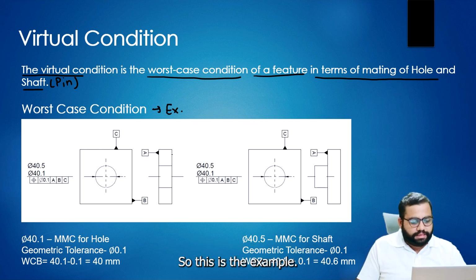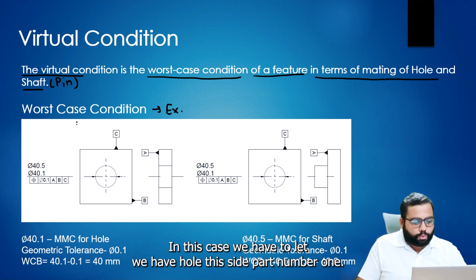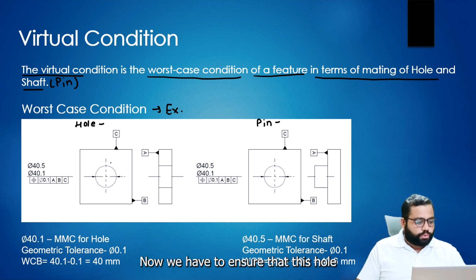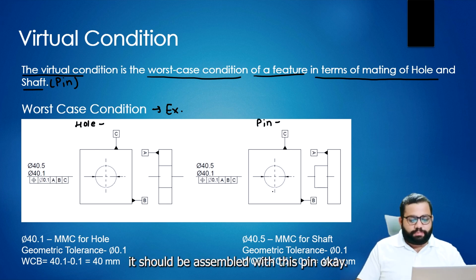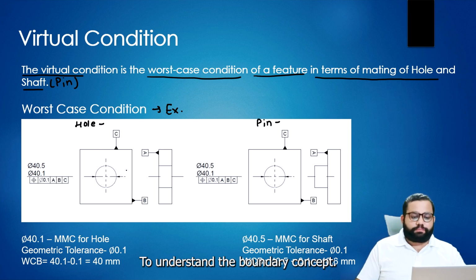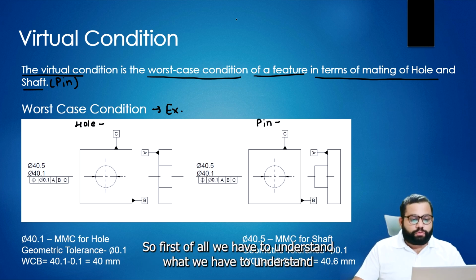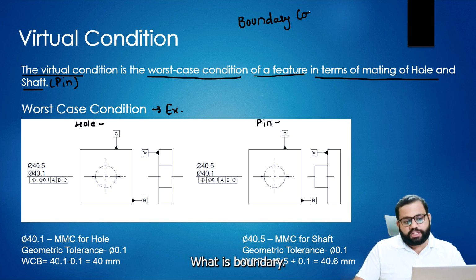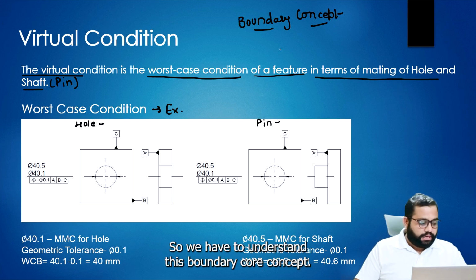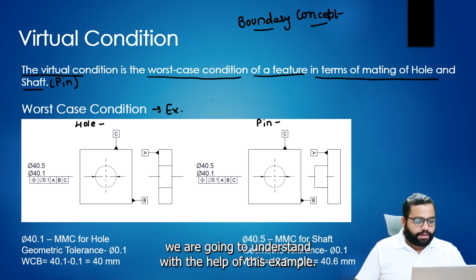So this is the example. In this case, we have the hole on this side, part number one, and this is the pin, part number two. Now we have to ensure that this pin should be assembled with the hole. To understand this, we first have to understand the boundary concept. What is a boundary? We are going to understand the boundary concept in detail with the help of this example.